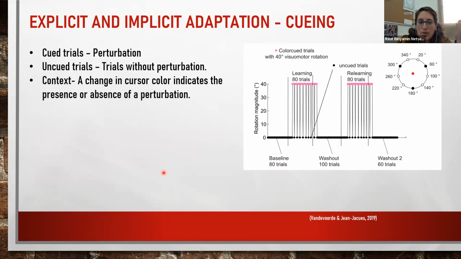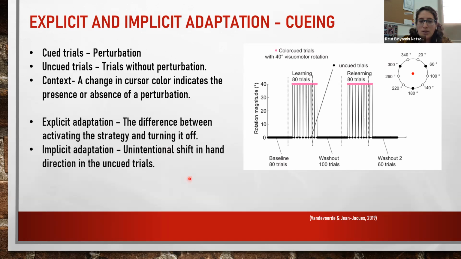And what is the cue? The cue is the cursor. A change in cursor color indicates the presence or absence of the perturbation. But it's important to add that the participants don't know what happens when the cursor changes. They just know that something will happen, they don't know what.